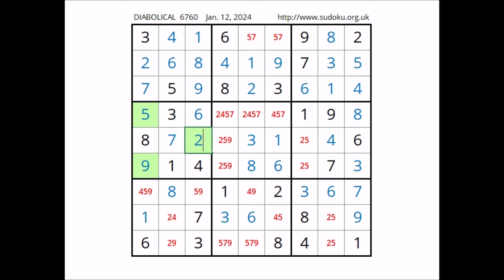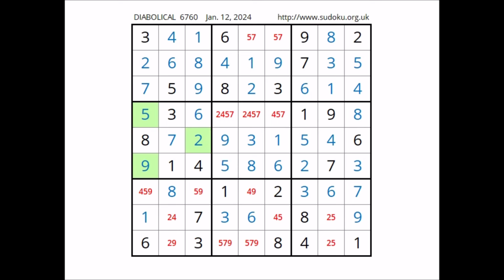Okay, we have 2 here. In this place has to be number 5. We have 5 here, in this place has to be number 2. Take a look. We have 2, we have 5 in these two places of the row, in this place has to be number 9. Okay, look, cannot be 2, cannot be 9, in this place has to be number 5.